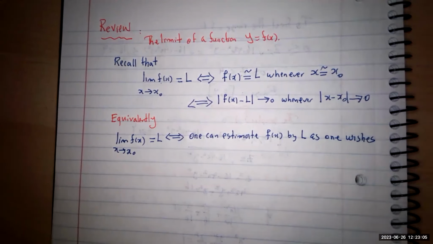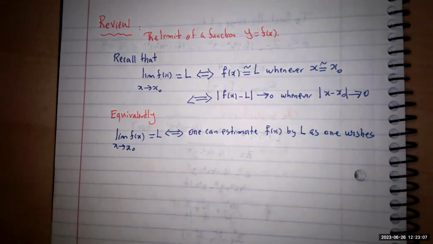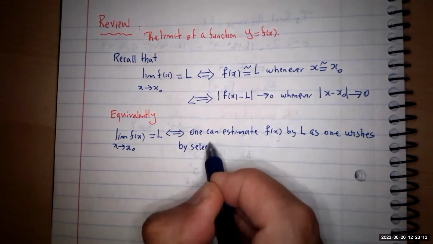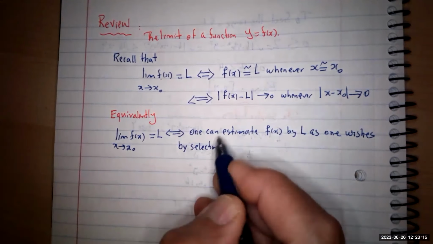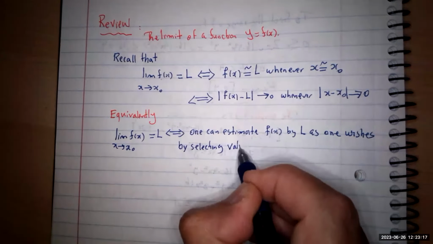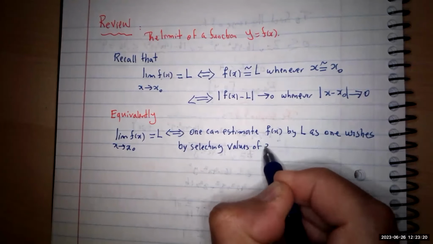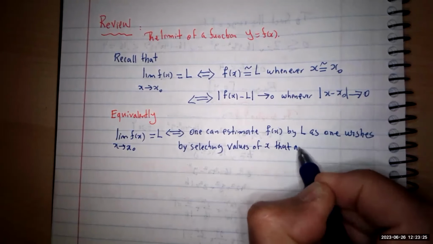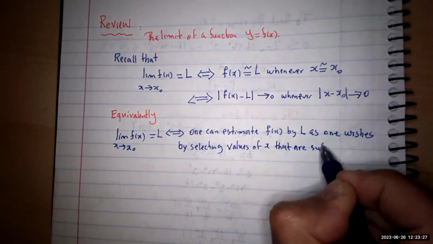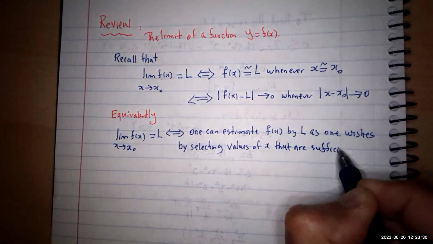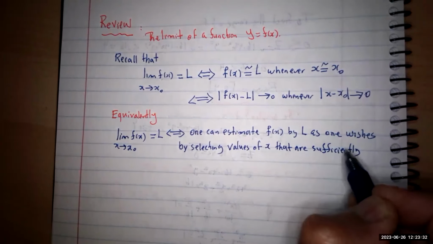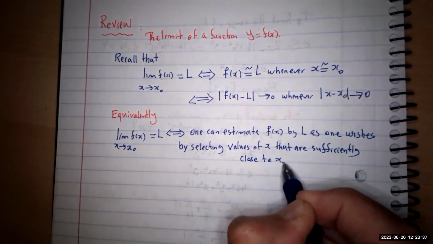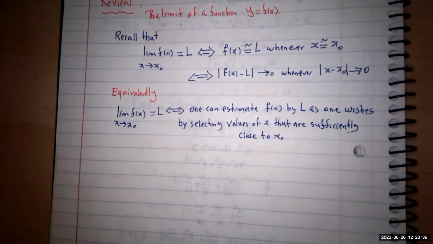It means you give us the percentage of error, and we're going to do it for you. How are we going to do it? By selecting values of x that are sufficiently close to x0. That's the abstract version of the limits.